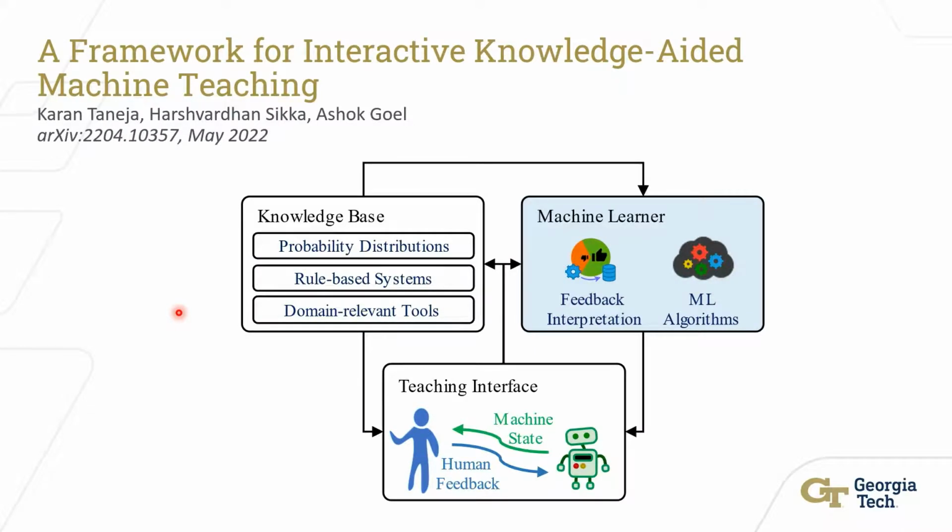In a previous work, which I'll mention here briefly, we developed a framework for machine teaching systems and introduced the system that I illustrated earlier. Our framework has three parts to it. First is the teaching interface, where the human-AI interaction happens, and the information that is gathered here is used to improve the other two components, the machine learner and the knowledge base. Knowledge base is an umbrella term used to describe the existing resources that we can leverage and the memory that we have stored. The machine learner describes the feedback interpretation mechanism, which we'll discuss in more detail later, and the ML algorithms that it will use to train or fine-tune machine learning models.